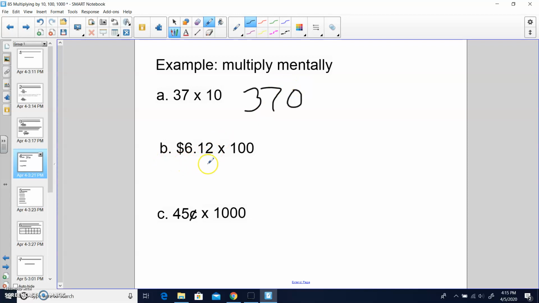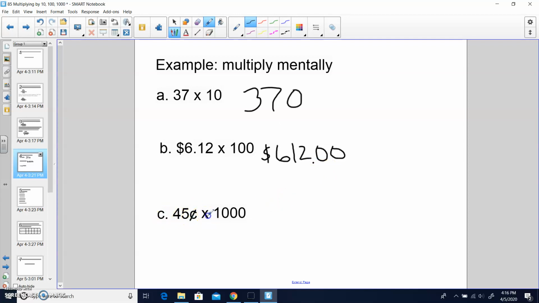B, $6.12 times 100. So I'm going to start by just writing my digits down. 612. Okay, and I'm multiplying by 100, which has 2 zeros, so I'm going to add 2 zeros on to my number. I'm working with money, so I need my dollar sign. And then I need to remember my decimal point. So I have 2 decimal places, so I need to have 2 decimal places here as well. So $6.12 times 100 is $612.